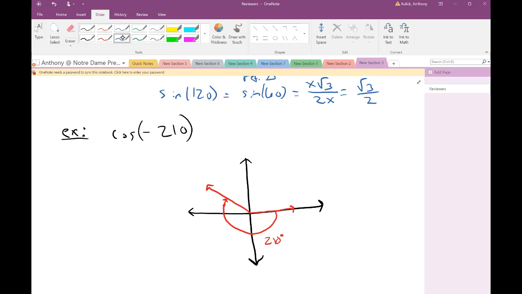Next thing I do is draw my reference triangle. Which axis do I draw my reference triangle to? Always to the x-axis. So I start at my terminal side and I just draw down.